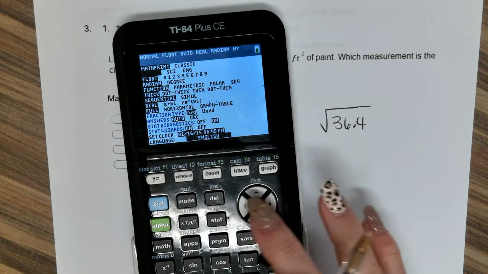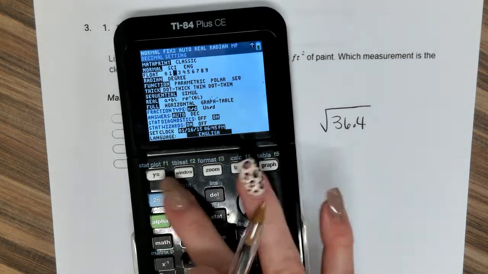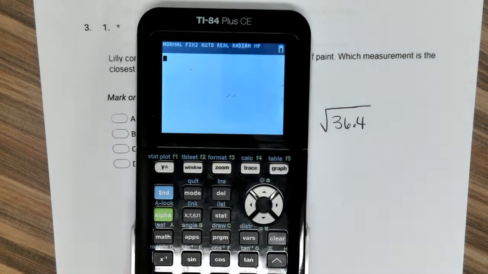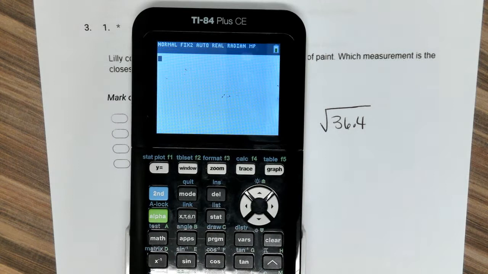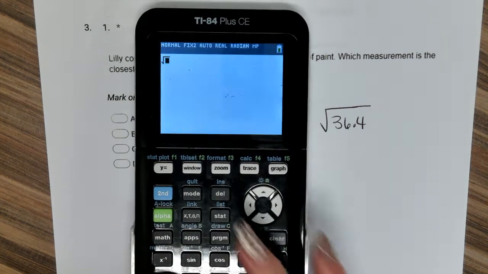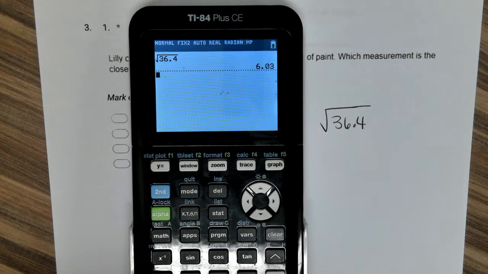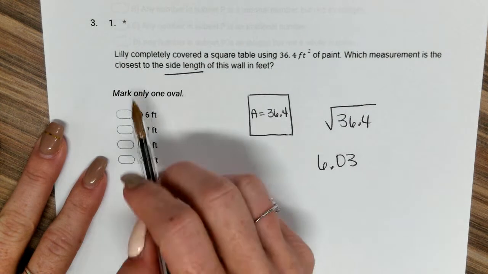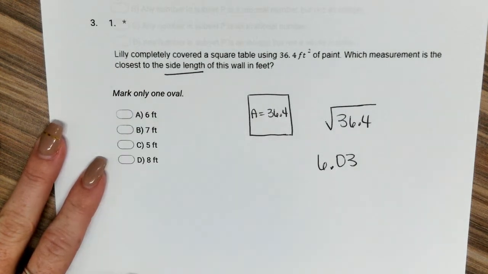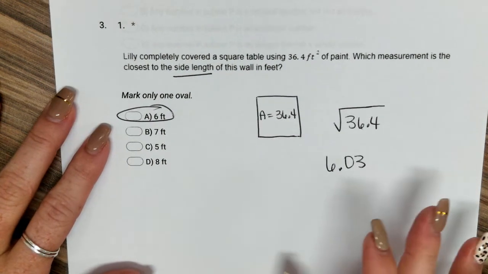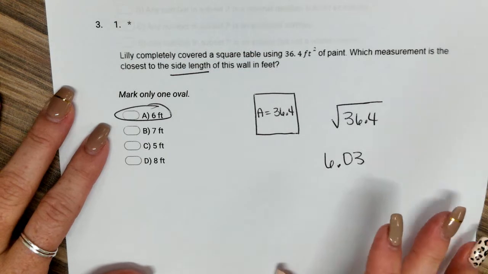So I am in mode float 2, because I told y'all you can be in mode float 2 for everything except mean absolute deviation, right? Maybe scientific notation. You don't want to be in it. All right. So the square root of 36.4 is 6.03. So which one is the closest? A. Check your work. Make sure you got it correct. Everybody should have 100 when they submit today.